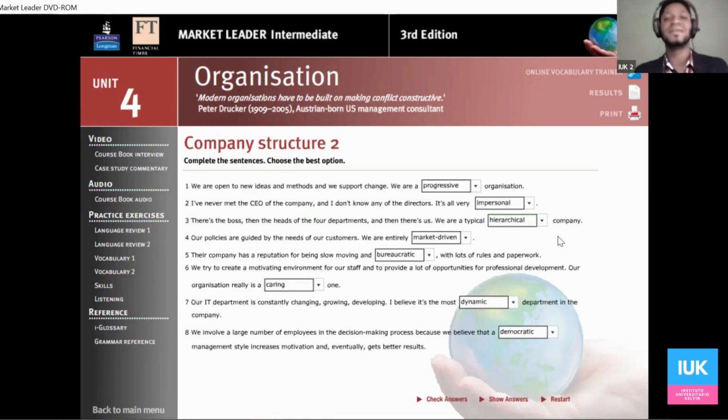Very good. Now you've learned more words and speaking styles for talking about organizational structure or company structure, using words like progressive, impersonal, hierarchical, market-driven, bureaucratic, caring, dynamic, and democratic. Very good.